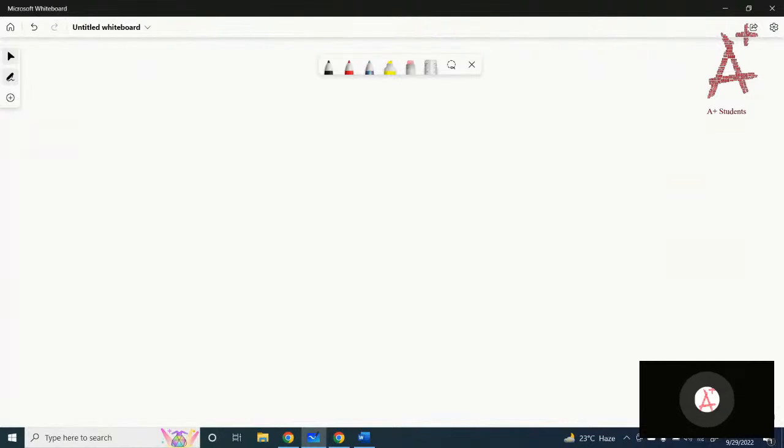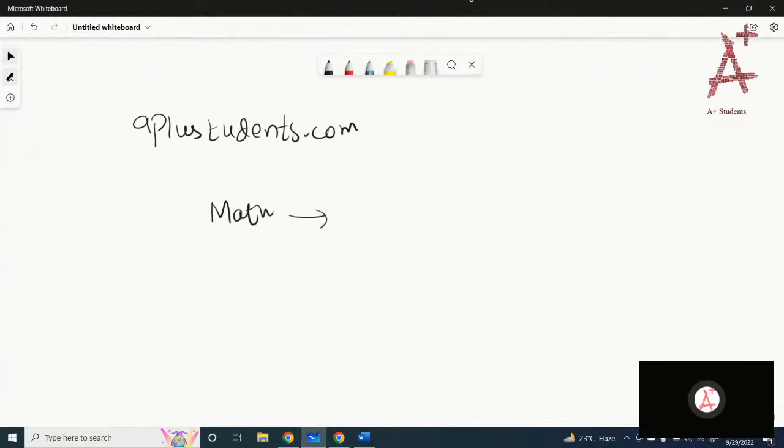So we're going to start with grade 9 maths. You can find all the lessons on aplusstudents.com. You have to log in there using your email address and password provided by the administration. Then you have to select math as a subject from the subject tab. Then go to grade 9 maths, and scroll down to grade 9 math.